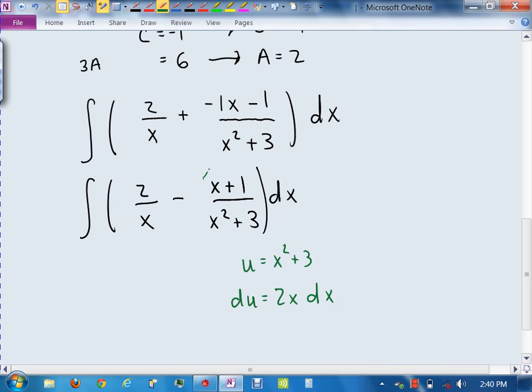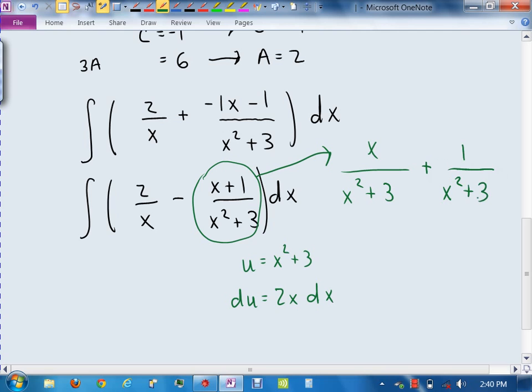How about we do this? Why don't we take this right here and split it into 2 integrals? X over x squared plus 3, and then the other one would be 1 over x squared plus 3. You can handle the first one with a u substitution because you're off by how much? If I take u to be x squared plus 3, du is 2x dx. I have an x up there. I'm off by 2. Y'all see I just split this into 2?